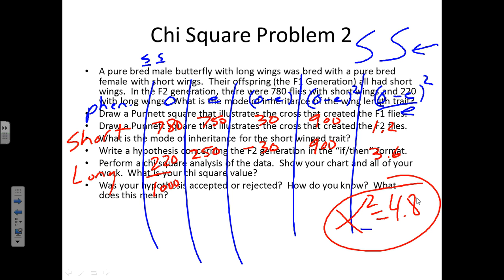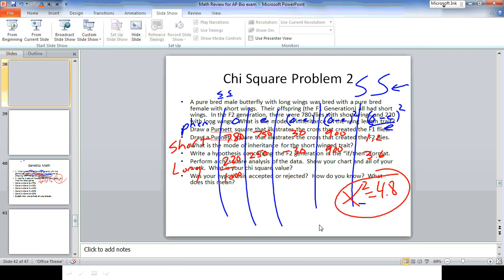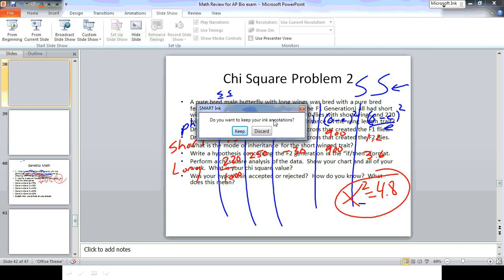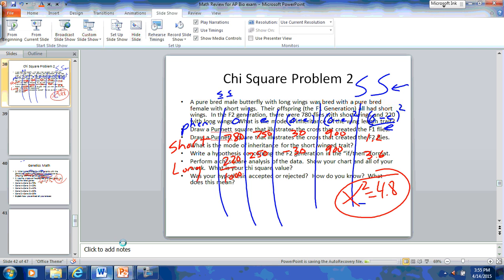All right, and I don't have one of those handy. Let's see if I can keep it here. All right, so do I want to keep? I want to keep those. All right, so let's see if I have a chart here.